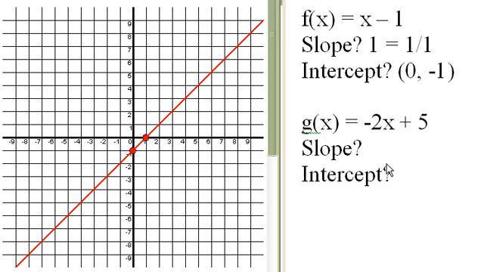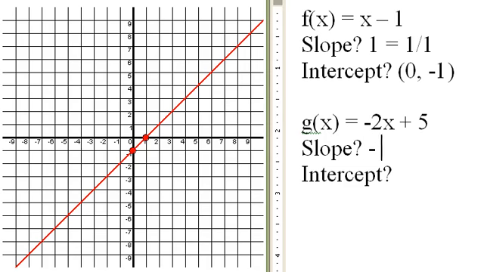Okay, the second one, g of x equals negative 2x plus 5. The slope here is negative 2. And if you want to think of that as negative 2 over 1, then that's fine too. And the intercept, of course, is going to be 0, this number added on, so it's going to be 0, 5. The intercept tells me where to start, it's the y-intercept, and the slope tells me how to move to get to my second point.